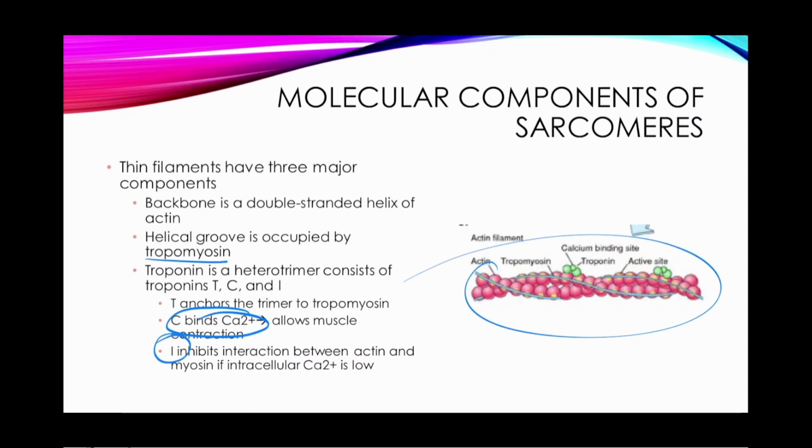Troponin I is inhibitory. So when there's no calcium around, troponin I kind of wins out and it inhibits contraction. We don't want constant contraction. We want to have the ability to relax the muscle. If you can't relax the muscle, then you're in constant contraction. That's called tetany. We'll get to that in a little bit later on when we get to neuro. So for now, for troponin, just remember, T is the anchor, C binds to calcium, and I is the inhibitory one to prevent the binding of the two.